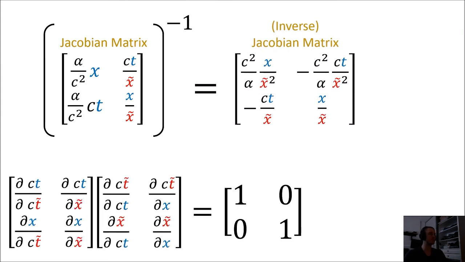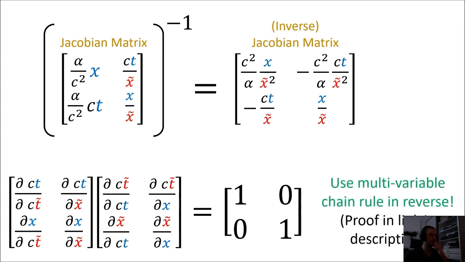If you want, you can try and prove that the Jacobian and the inverse Jacobian always multiply to give the identity matrix in all cases, not just in the case of Rindler coordinates. The proof involves using multivariable chain rule backwards to collapse the sum of terms together. I'll leave a link to the proof of this fact in the description.